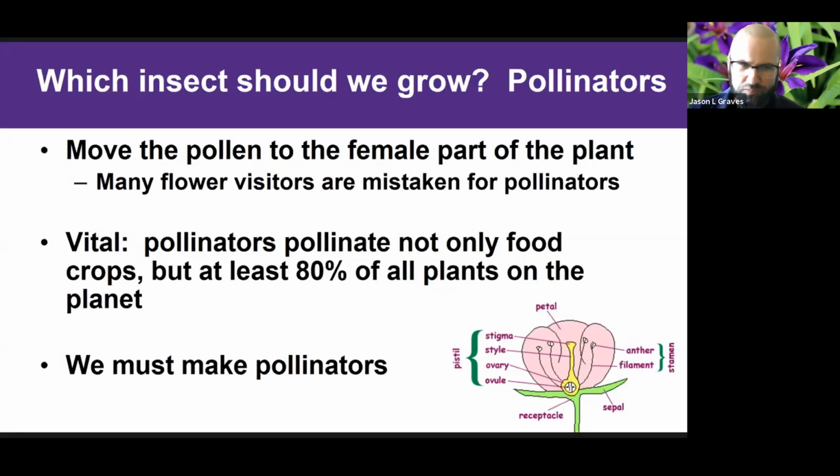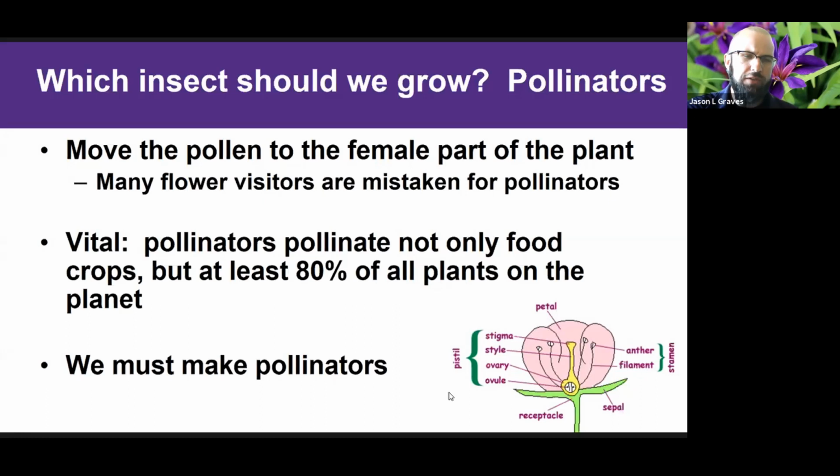And so pollinators are, of course, any insect or animal for that matter that moves the pollen to the female part of the plant. So there are many flower visitors that come to plants, but not all of them are necessarily classified as pollinators. What we're talking about is specifically insects that move that pollen to the female part of the plant.